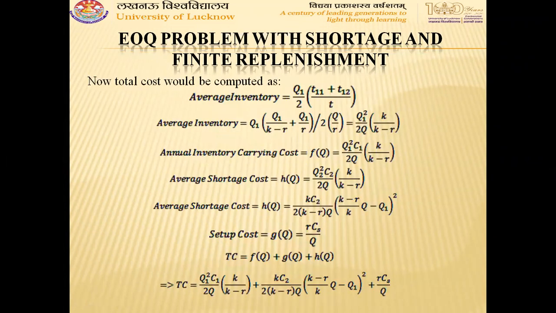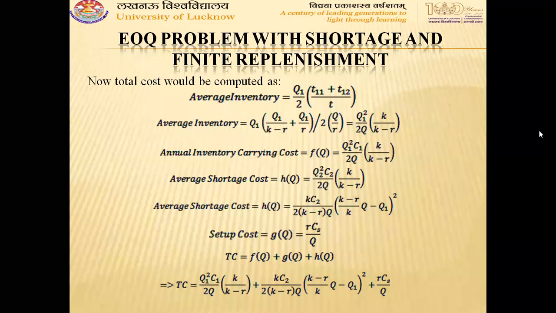Now again we calculate the average inventory carrying cost, average shortage cost and setup cost. Average inventory carrying cost will become Q1 upon 2 into T11 plus T12 divided by the complete duration, that is T. Putting the values of T11 and T12 in terms of Q1, we will obtain that average inventory will be Q1 square upon 2Q into K upon K minus R. And annual inventory carrying cost will become Q1 square C1 upon 2Q into K upon K minus R. Similarly, average shortage cost will be Q2 square C2 upon 2Q into K upon K minus R.